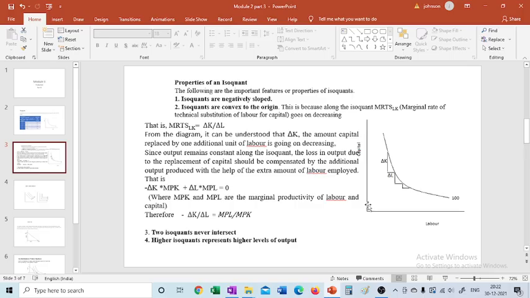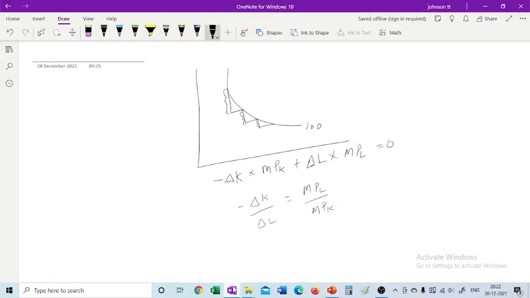The next important property is that two isoquants never intersect. If two isoquants intersect, at the intersecting point what happens? At the intersecting point, the output must be the same, but that is not possible. When we take two different isoquants, the output will be different. So it cannot be the same at this point. That is why we say two isoquants never intersect, or two isoquants cannot be intersected. So that is another property.